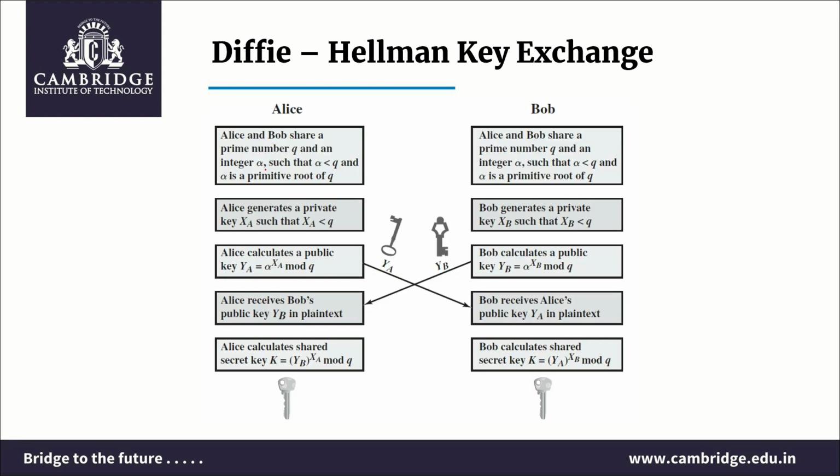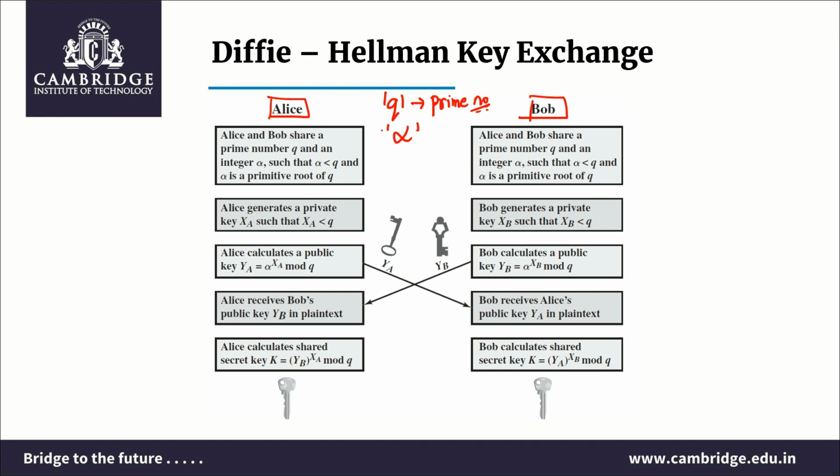Now let's say that there are two parties, say Alice and Bob. These are the two entities involved in communication. Now, both these entities will agree upon public parameters. One is q, which is a prime number, and the other one is its primitive root alpha.